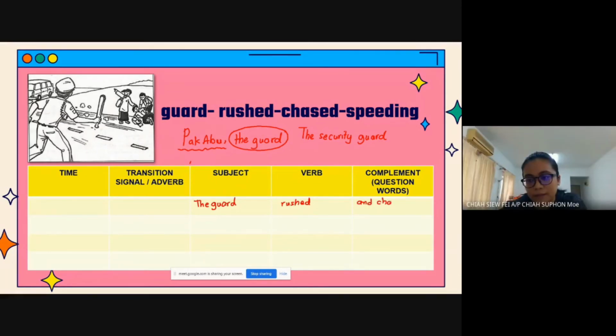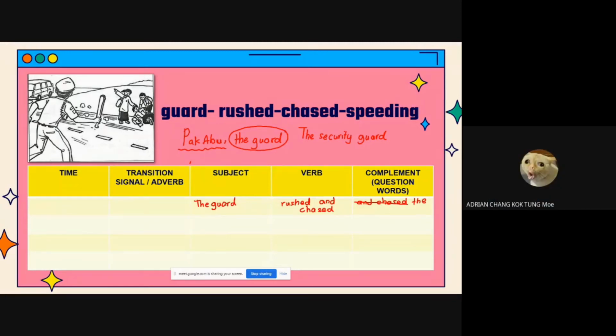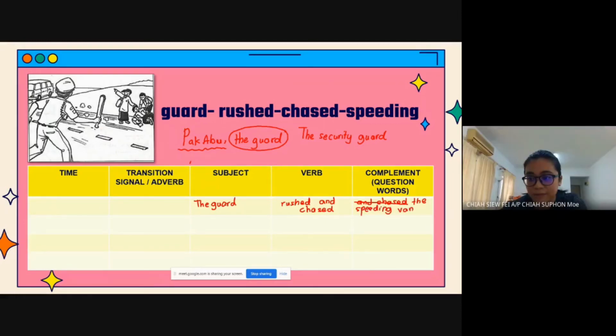Rushed and chased. You put it here, not here. Those are the two combined verbs. He did this at the same time, right? The guard rushed and chased the speeding van.